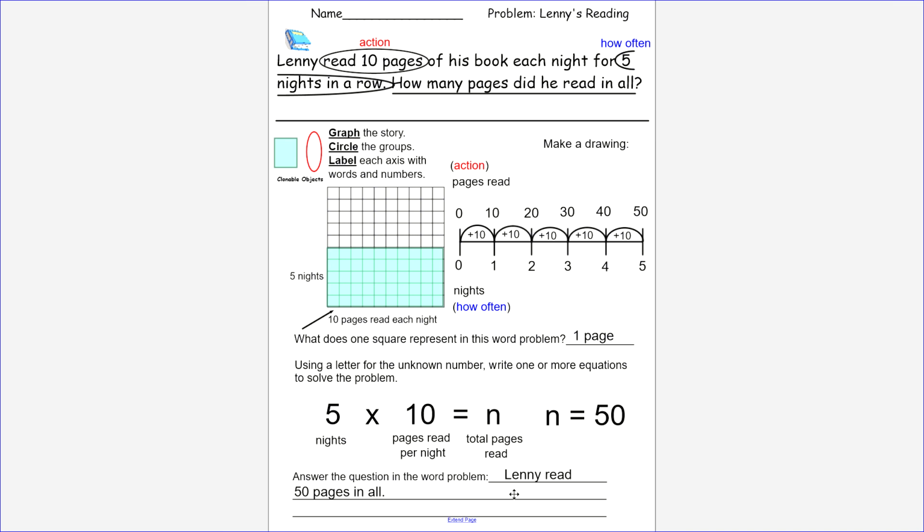Finally, let's look at our answer. Did we restate the question? How many pages did he read in all? We did. Did we include the correct answer, 50? We did. Awesome, third grade. It looks like we have written an excellent third grade answer.